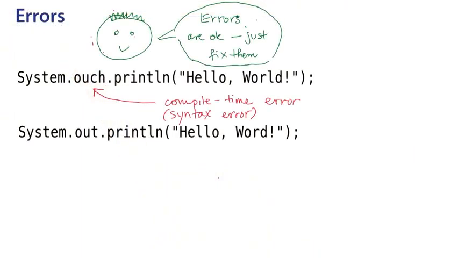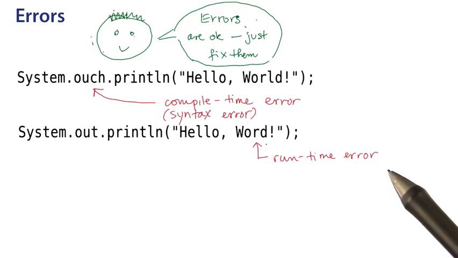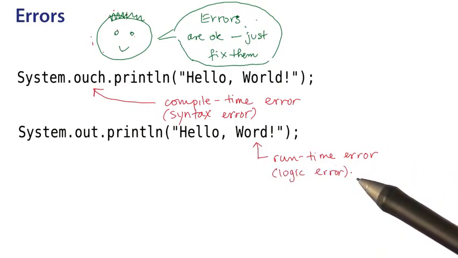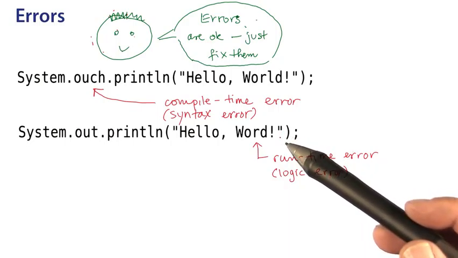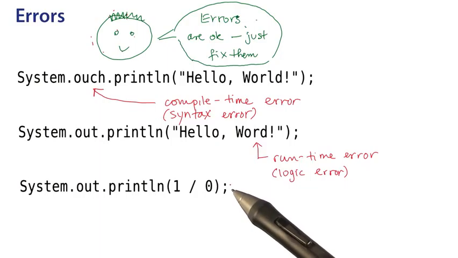When a program compiles and runs, but it produces the wrong output, then that's called a runtime error. Some people call it a logic error, because there's something wrong with the logic of the program, not just its syntax. Now have a look at this statement.